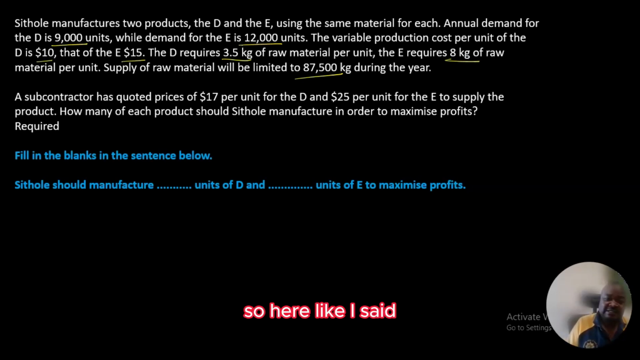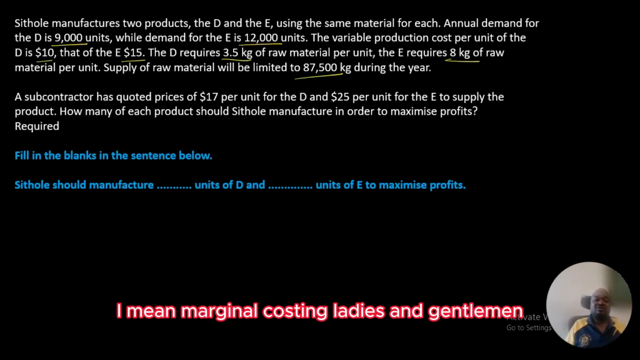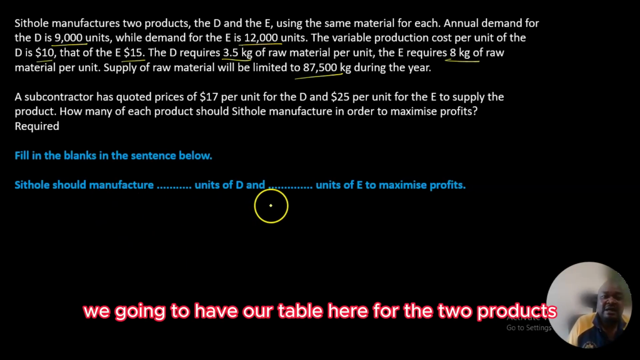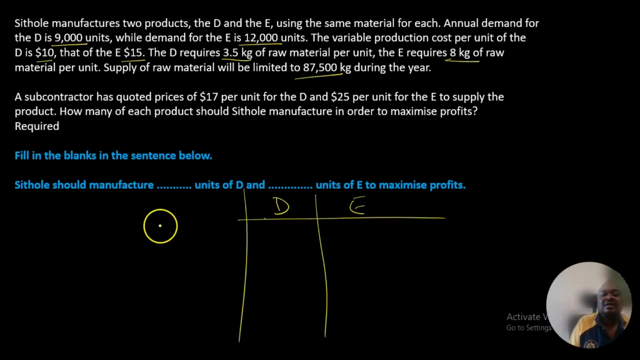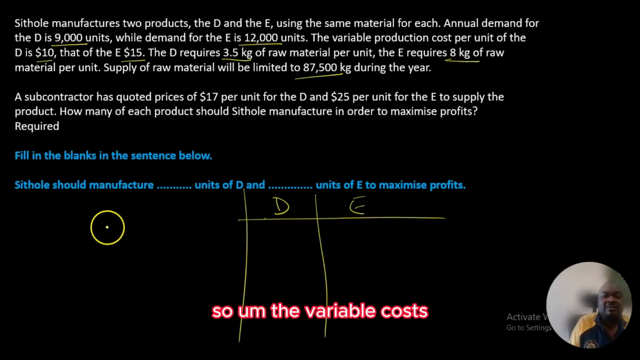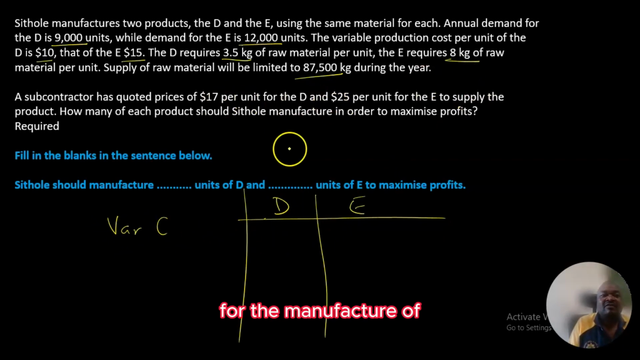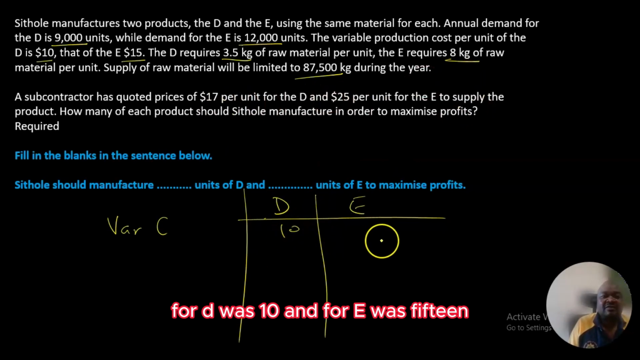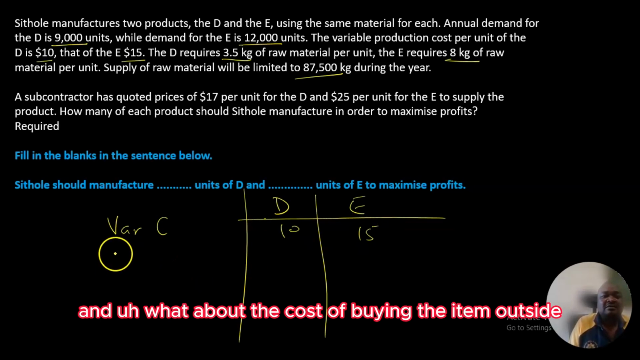So here, like I said, we are using the principles of variable costing. Marginal costing, ladies and gentlemen. So we're going to have our table here for the two products, D and E. The variable costs for the manufacture of D was 10 and for E was 15. And what about the cost of buying the item outside?